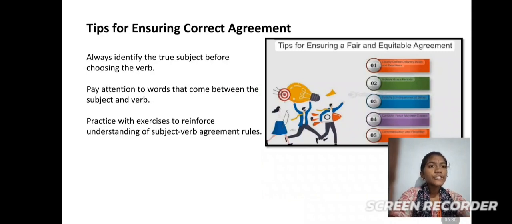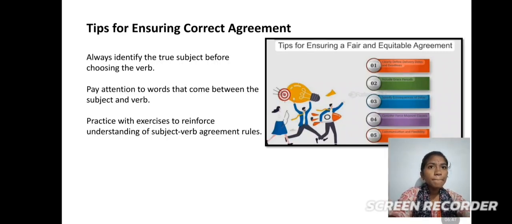Tips for ensuring correct agreement. Always identify the true subject before choosing the verb. Pay attention to words that come between the subject and verb. Practice with exercises to reinforce understanding of subject verb agreement rules.